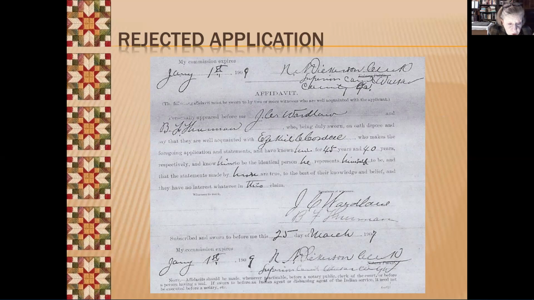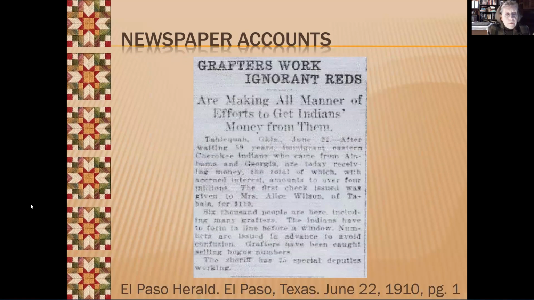And then this is just the affidavit where people are saying that they know him, and this particular gentleman says he's known him for 40 and 45 years. So they've known him for a long, long time. Okay, so now we're going to move forward and look at the date. We've got June 22nd, 1910. So now they're going to start making payment to the approved individuals.